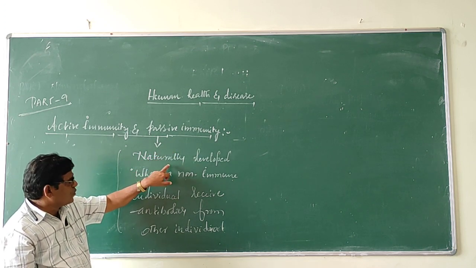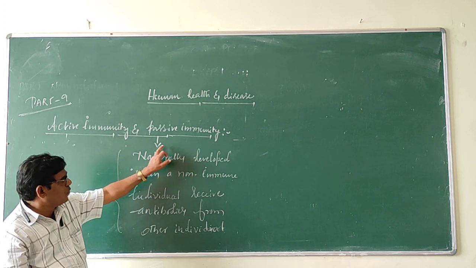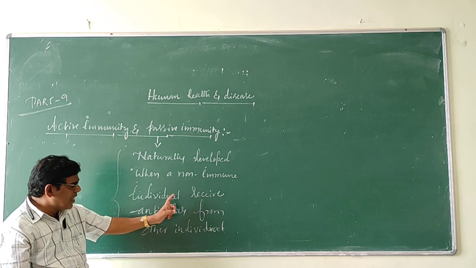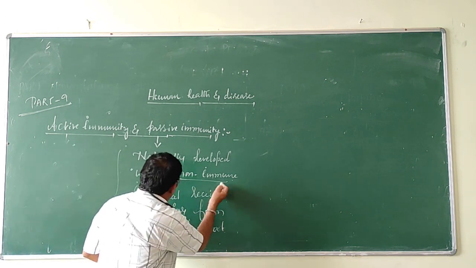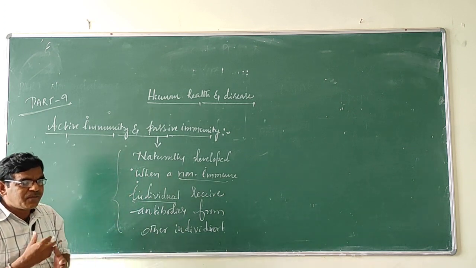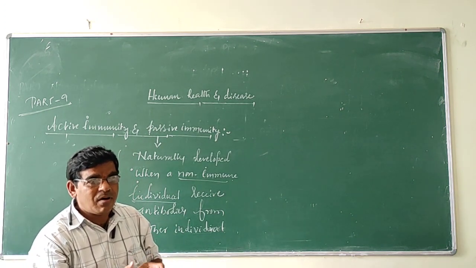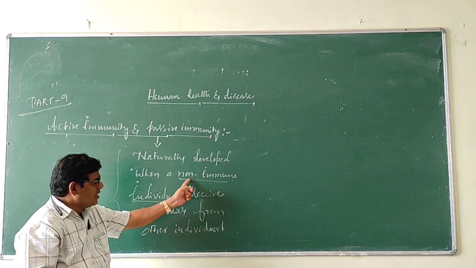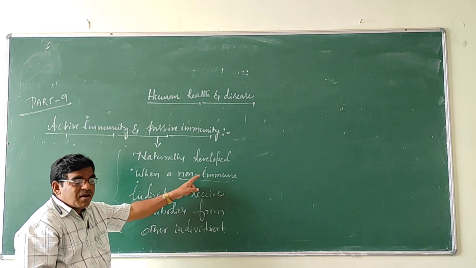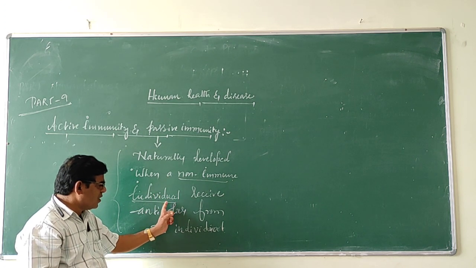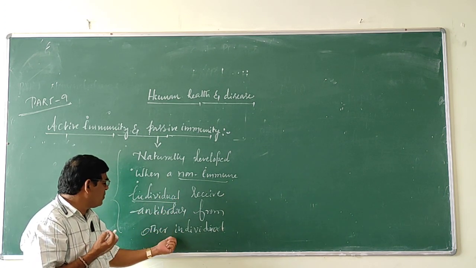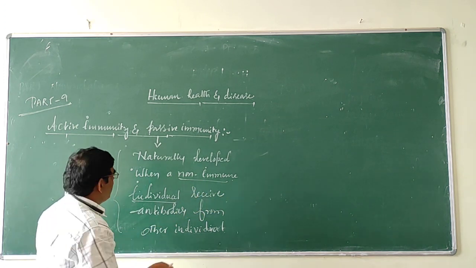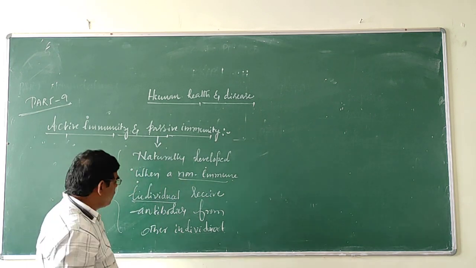Passive immunity is also naturally developed when a non-immune individual receives antibodies from another individual or donor. In some individuals, the resistance power or immunity power is not developed. Such persons are called non-immune, meaning there is no development of resistance power or immunity. When a non-immune individual receives antibodies from another individual or donor, it is called passive immunity.